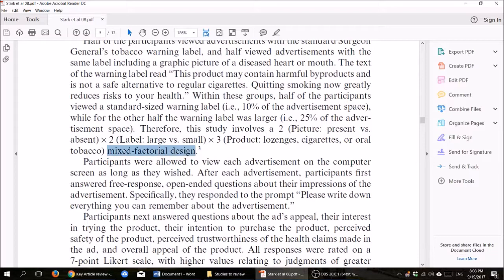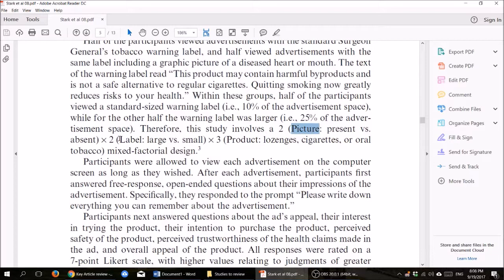Now, don't worry about what this mixed factorial design is. We'll talk about it toward the end of the semester. But look at right here. These two indicate that there are two conditions. And yes, this is picture, which means one independent variable.